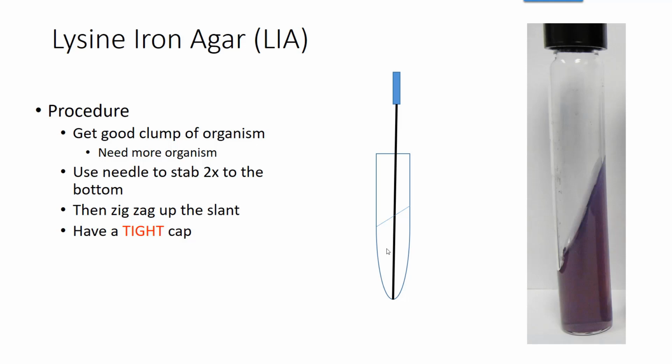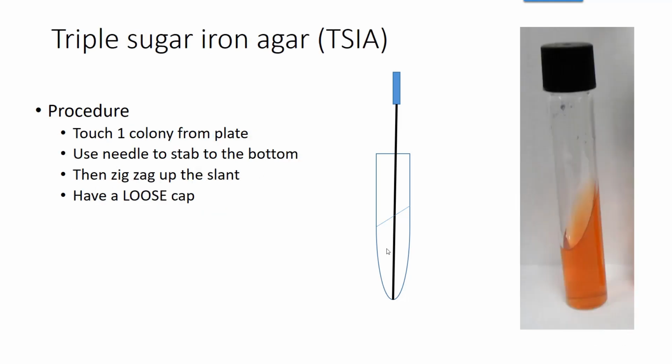The next tube we're setting up is the triple sugar iron agar. And again, you can pause me anywhere in here. We're also using a needle for this one. We're just picking up a colony from a plate of bacteria. We're using that needle to stab to the bottom of the tube, and then we zigzag with the needle going up the slant, depositing bacteria in both the butt region and on the slant region, and we have a loose cap.